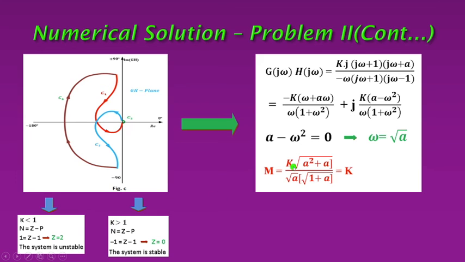If the value of K, that means this magnitude, is greater than 1, then the minus 1 plus j0 point is inside the encirclement. Then the number of encirclements is 1, but this is anti-clockwise movement, so this is minus 1 and P equal to 1. So Z equal to 0. Then the system is stable because there is no characteristic zero present in the right half of the S-plane. That means there is no closed loop pole present in the right half of the S-plane.